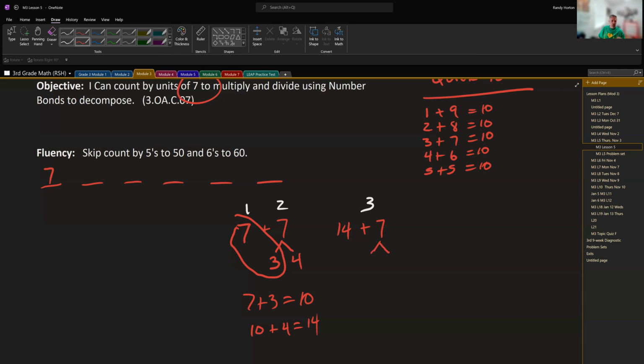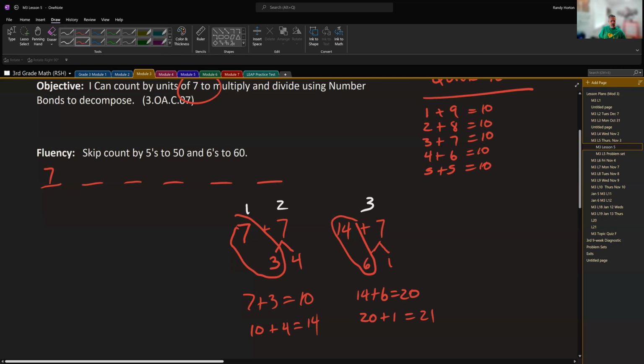And the thought is, what number do I need to break the 7 down to that's going to make my 14 become 20? And that, of course, is going to be a 6. And then 6 plus 1 gives me the full 7. So now I'm going to repeat the steps I just did in the first part. I'm going to add the 14 plus the 6, and that is going to give me 20. And then I'm going to take that 20 and add the 1 from my number bond, and that will give me a total of 21.